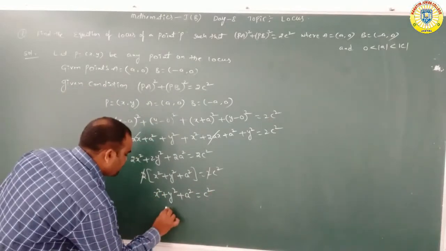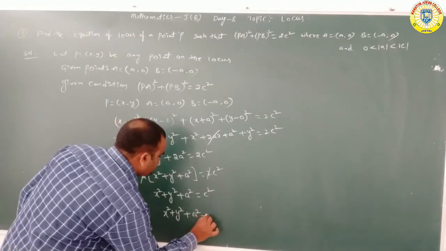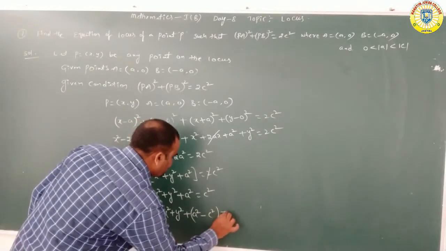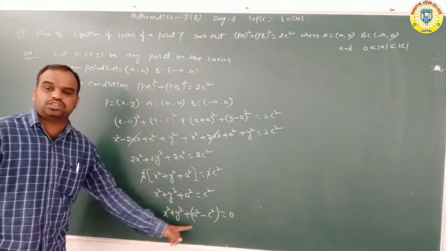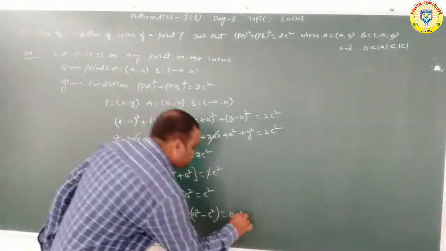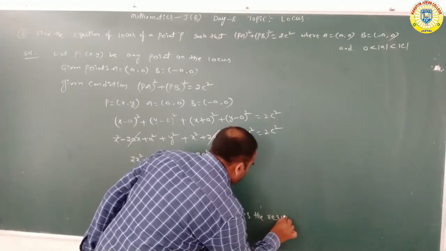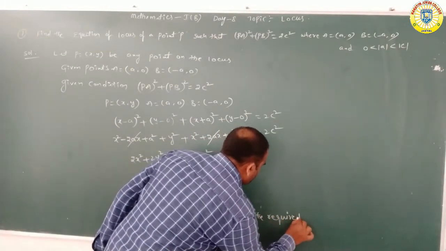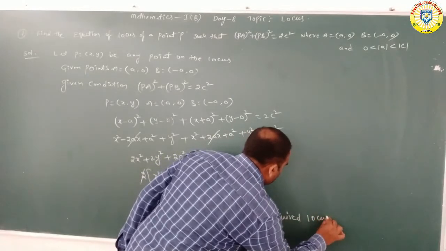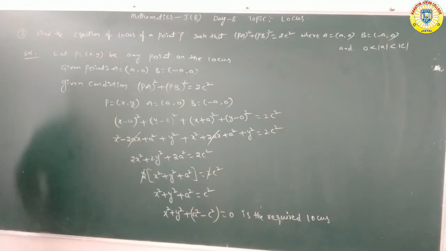This is nothing but x² + y² + a² − c² = 0. This is the constant value. This is the required locus. All of you note down carefully.